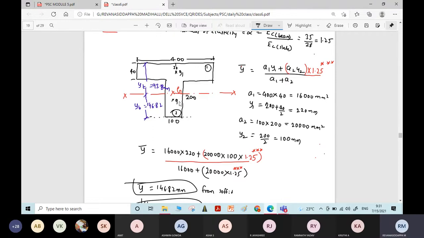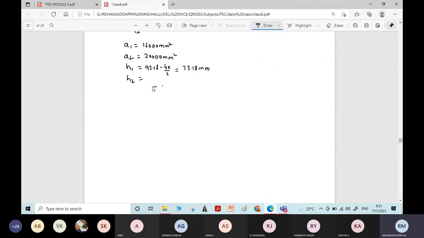Similarly, find H2, the distance of the centroid G2 of rectangle 2 to the centroid of the whole figure. From the bottom fiber, the distance of the centroid of the whole figure is 146.82 mm, and the centroid of rectangle 2 is at a distance of 100 mm. So 146.82 minus 200 divided by 2. Tell me the answer. It will be 46.82 mm, correct.